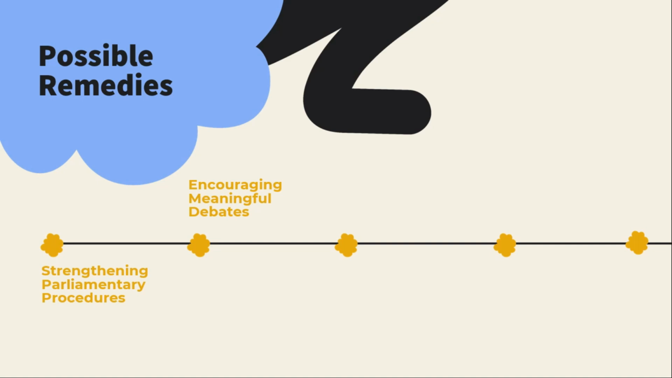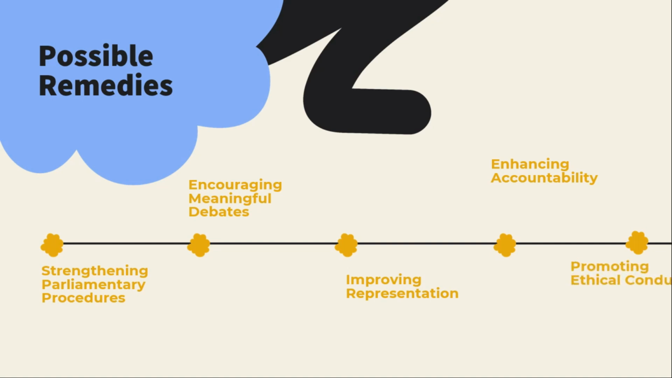To improve representation, we need to introduce reforms to ensure greater diversity and inclusivity in Parliament. We also need to provide mandatory training to MPs to enhance their legislative competence. To enhance accountability, we need to reinforce regular attendance and participation of MPs in sessions, and strengthen the mechanism to monitor the performance and conduct of legislators. We also need to promote ethical conduct among Members of Parliament by establishing and enforcing a code of conduct, ensuring decorum and professionalism, and imposing strict penalties for unethical behavior and misconduct.